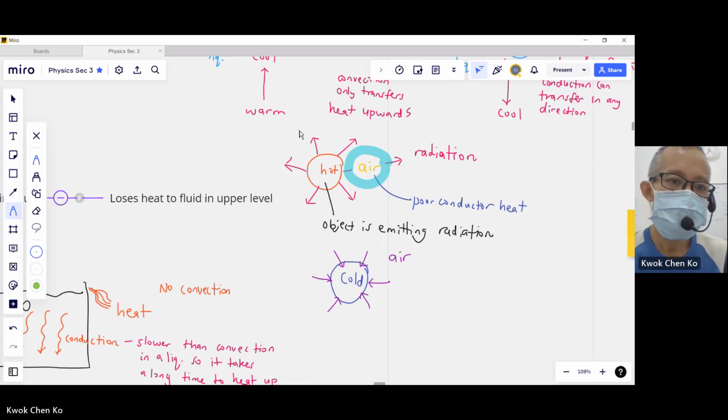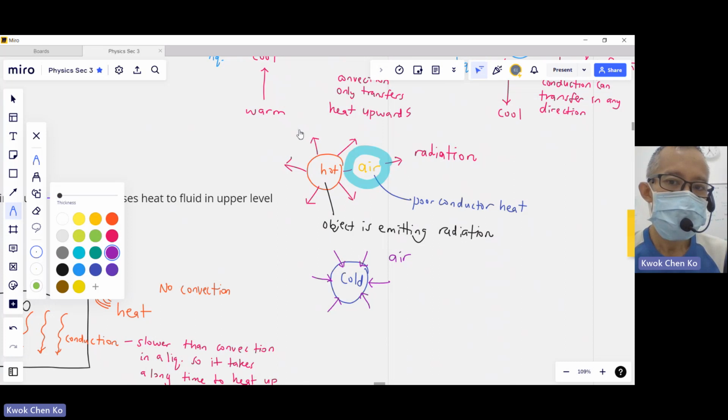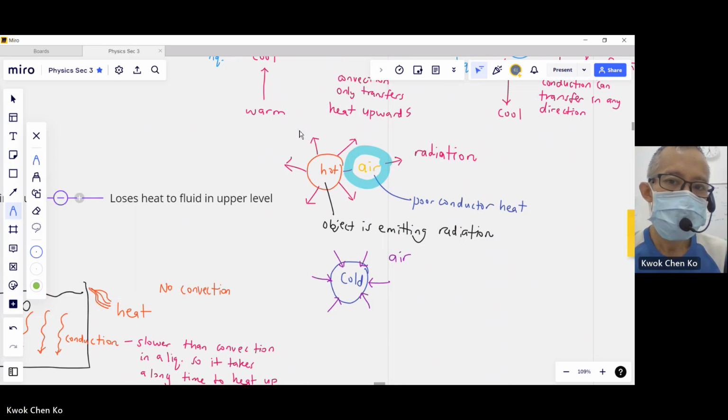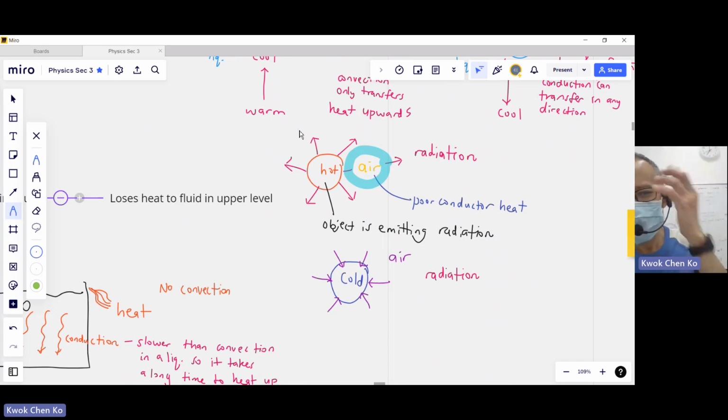Mechanism? Conduction. Air. Really? Okay, it's by radiation, mainly radiation. Conduction, there is some, but it's going to be quite pathetic compared to radiation.